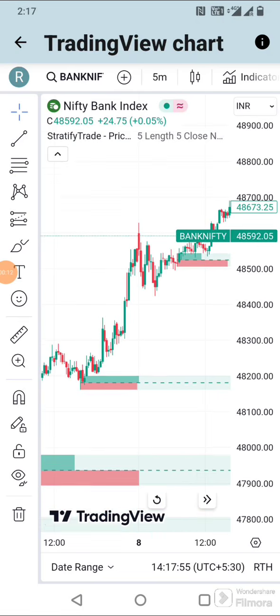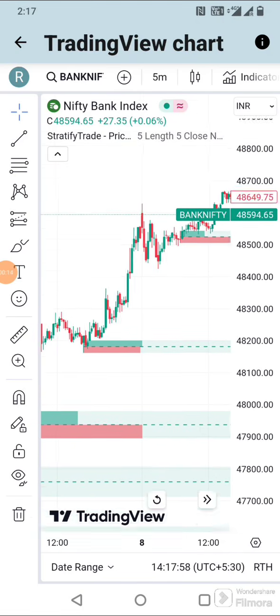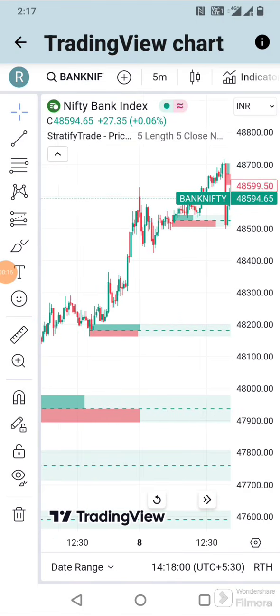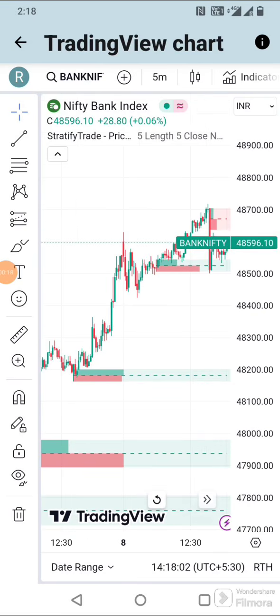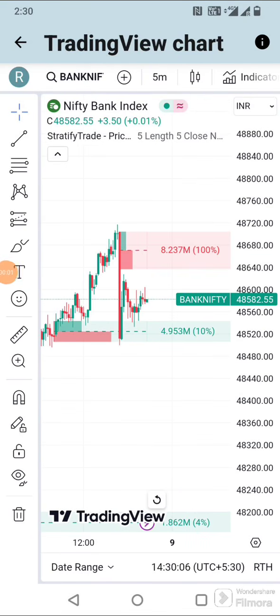Now the indicator is applied. There are no changes in its settings. This indicator works well in the 5 and 15 minute time frames. This indicator also gives you the volumetric percentage.